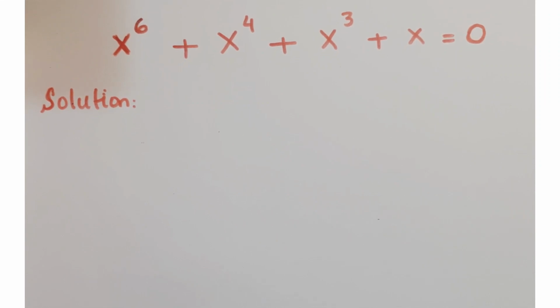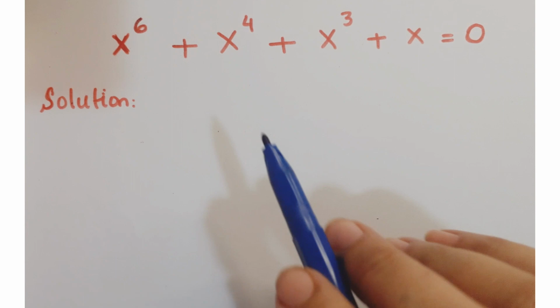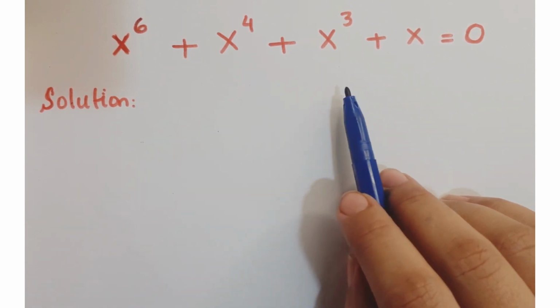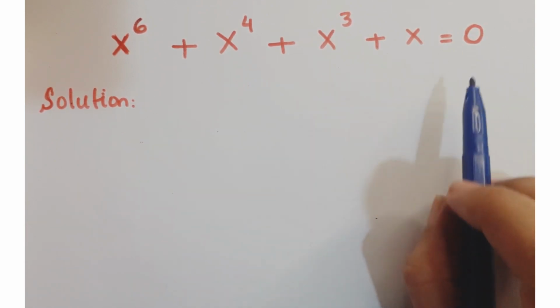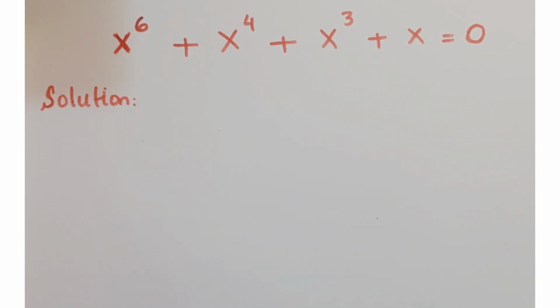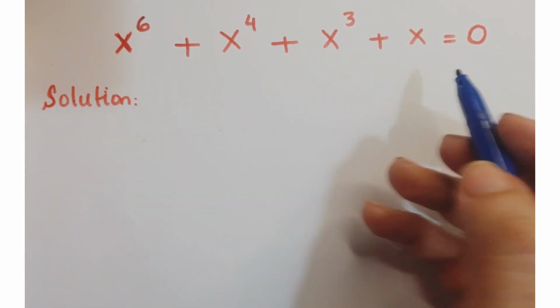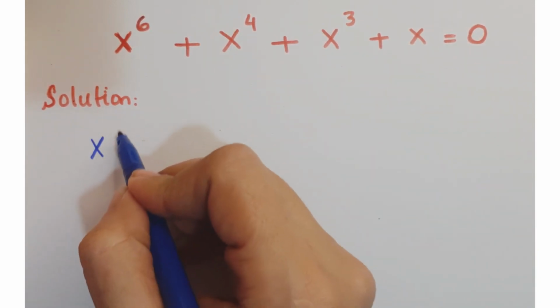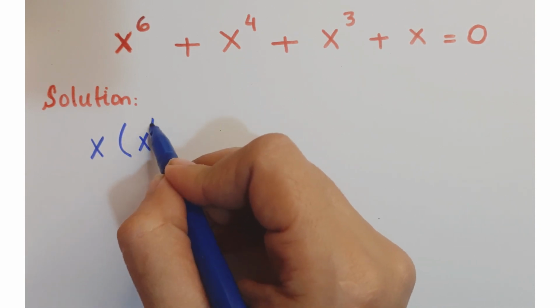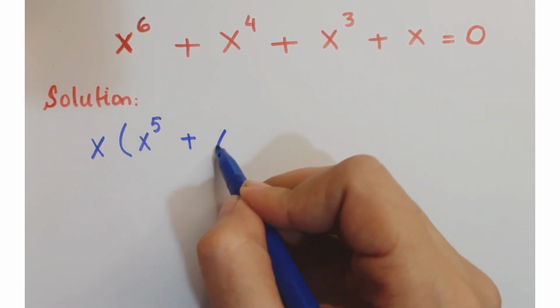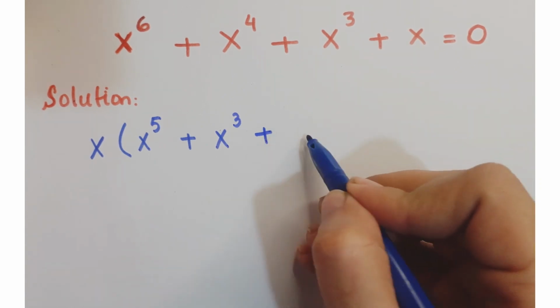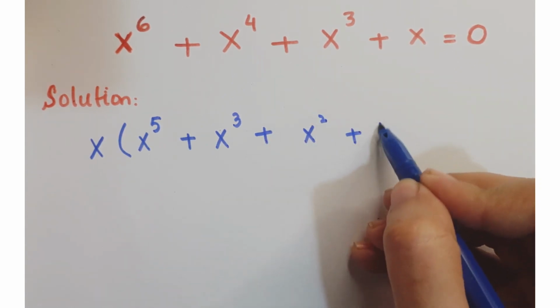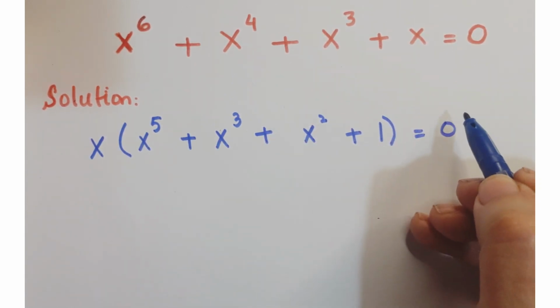Hi guys, look at this algebraic polynomial. The question is x to the power 6 plus x to the power 4 plus x to the power 3 plus x is equal to 0, and we have to find the value of x. Since we have all x, just take out x common. So you are left with x to the power 5 plus x to the power 3 plus x square plus 1 is equal to 0.